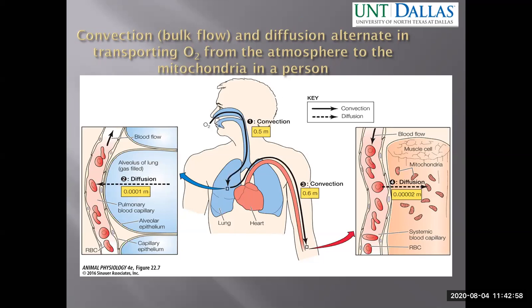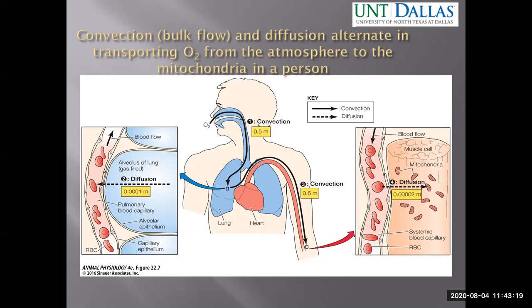So how this happens, you can see the first step is the convective transport by flow of inhaled air from the atmosphere to the depth of the lungs. So in the first step, the oxygen gas is inhaled through the process of convection, and this is supplied to the lungs.